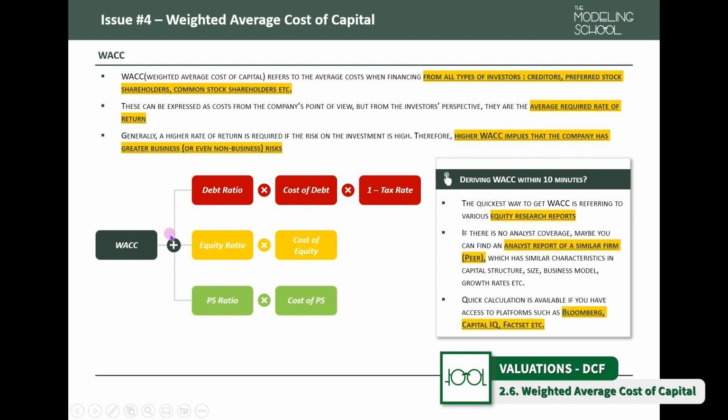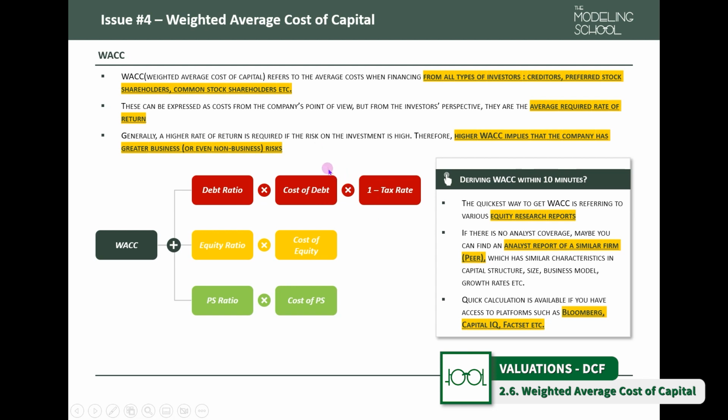So weighted average cost of capital is going to be a ratio of debt times cost of debt. There's going to be a ratio of equity times cost of equity, and a ratio of preferred shares times cost of preferred shares. And these three ratios combined would equal 100%. Usually cost of debt is lower, cost of preferred shares is next, and then cost of equity is the highest.